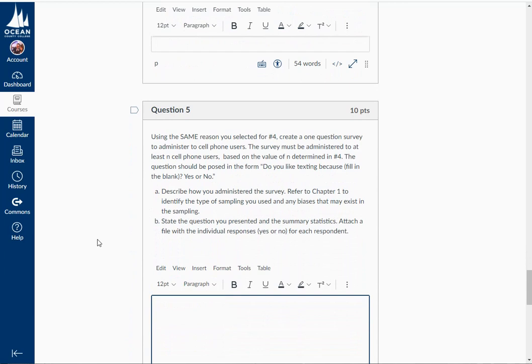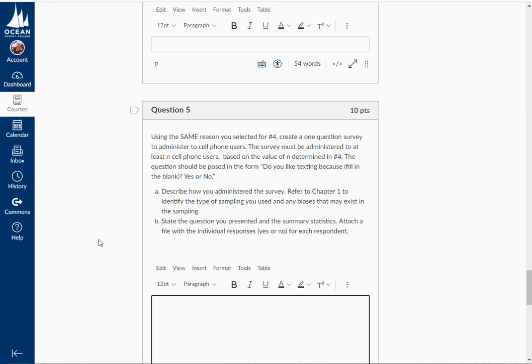Using the same reason you selected above, create a one-question survey to administer to cell phone users. The survey must be administered to at least n cell phone users, based on the value of n determined in number 4. They really want you to do a survey of 100 people, but you can fudge it here. That's okay.